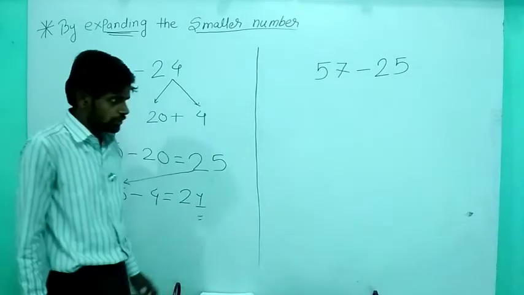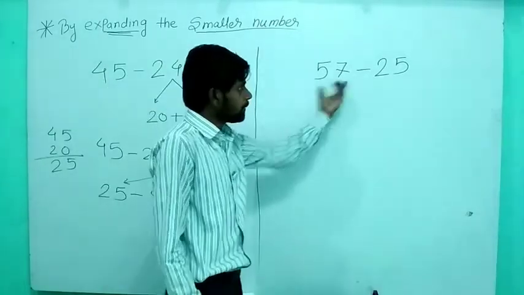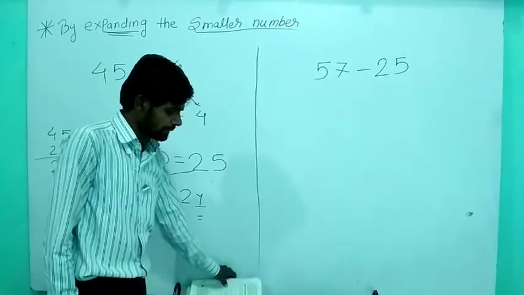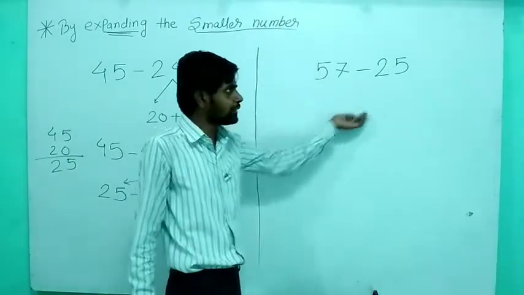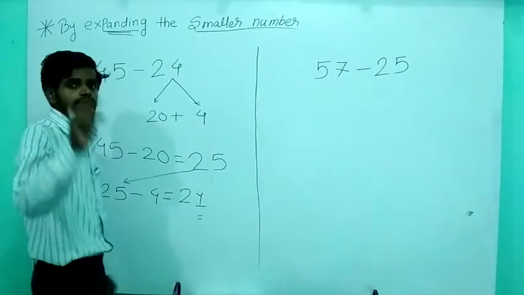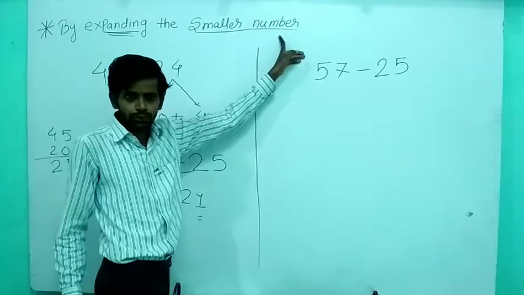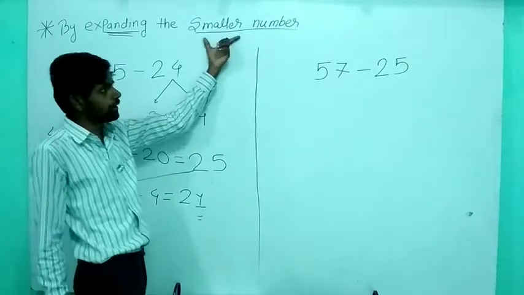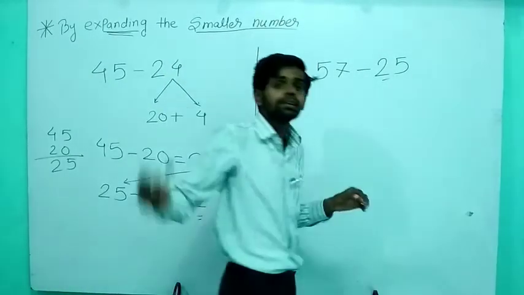Let's solve one more question by the same method. Okay, look here. 57 minus 25. So here the 57 is a bigger number and the 25 is a smaller number. Okay, so what is the method? The method is expanding the smaller number. What we have to do? We have to expand the smaller number. So which is the smaller number here? This 25 is the smaller number.